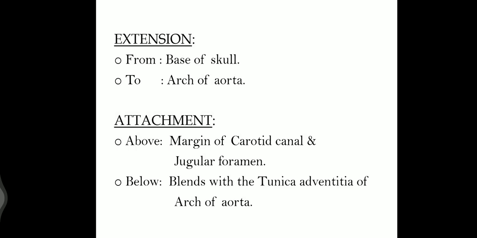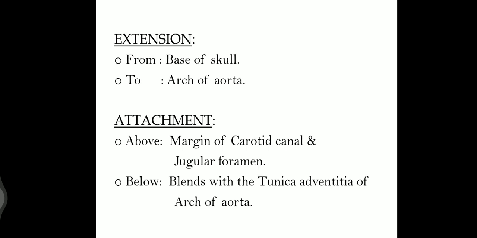Extent: from where is it extending? It extends from the base of the skull, where the internal jugular vein emerges out, up to the arch of aorta, where it merges with, or fuses with, the tunica adventitia of the arch of aorta. Attachment: above, it is attached to the margin of the carotid canal and jugular foramen.